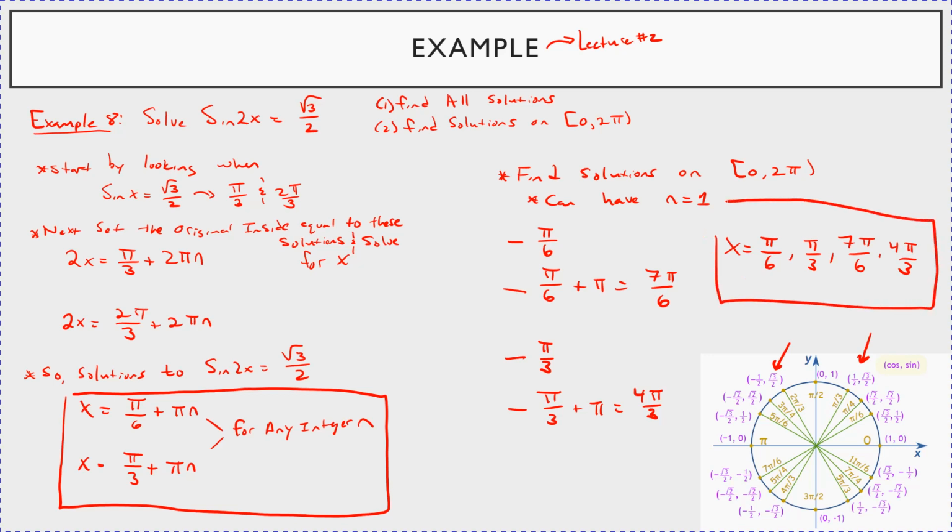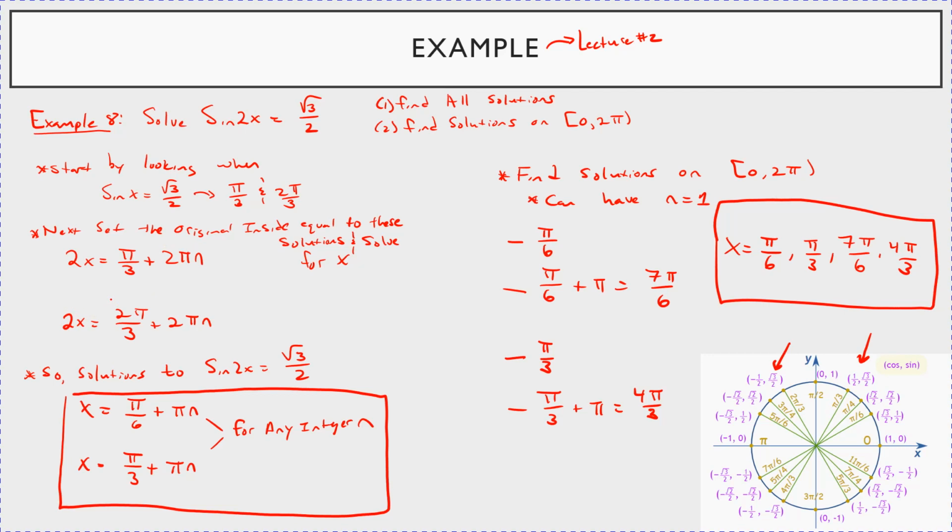All right, so to recap, here's what you did. You looked and said, where does the general function equal square root of 3 over 2? And then you found the general solution for that. And then you just set the inside of whatever this function was equal to the general solution and solved for x by itself.